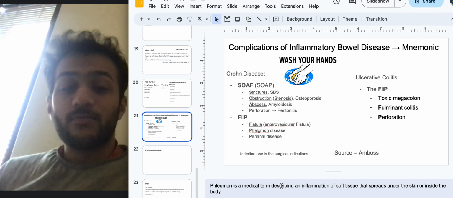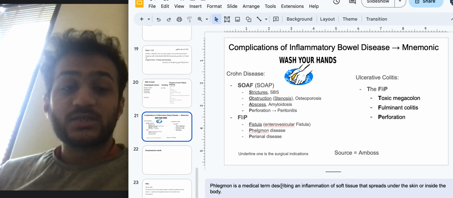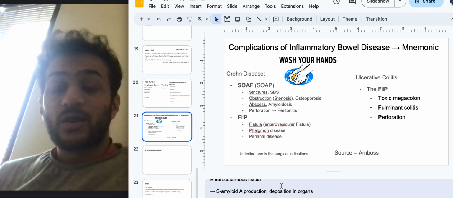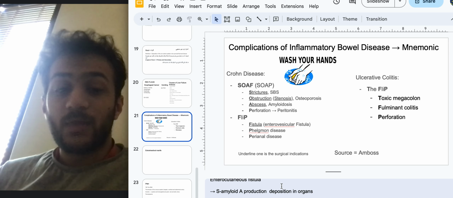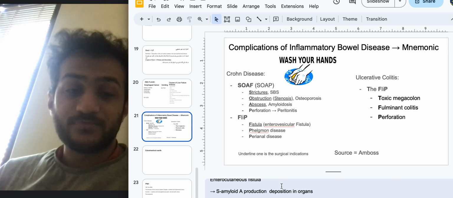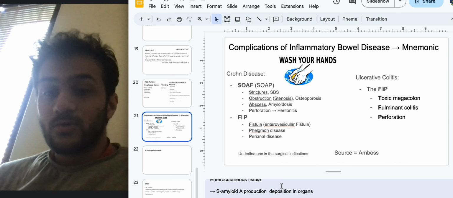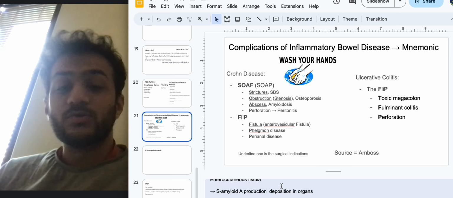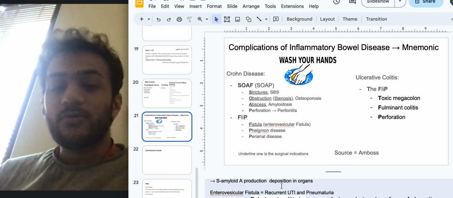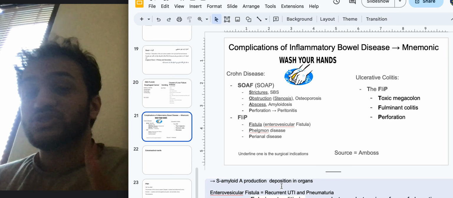We can also have phlegmone. Phlegmone is inflammation of the soft tissues that spreads underneath the skin and inside the body. Then we have amyloidosis, so amyloid A production and deposition in the organs. We also have intravesicular fistulas over here, causing pneumaturia and recurrent UTIs. That obviously makes sense because we have an infection going on in our bladder.